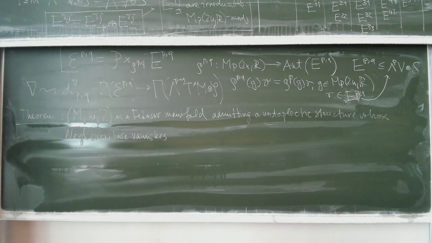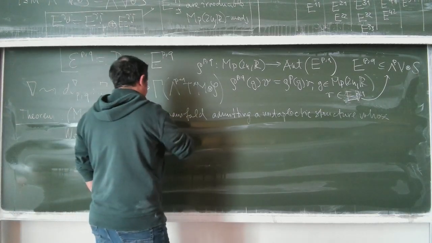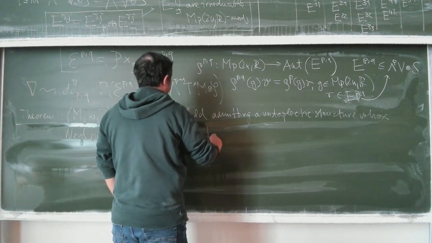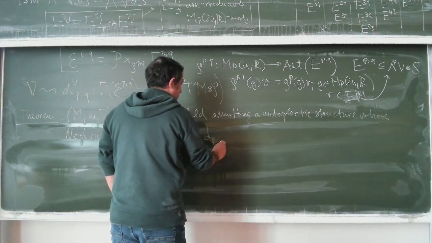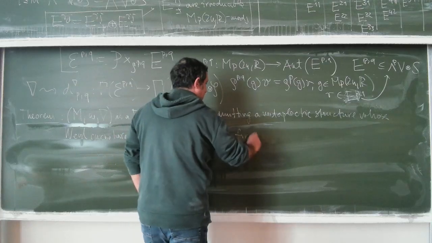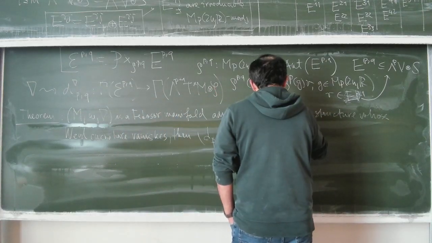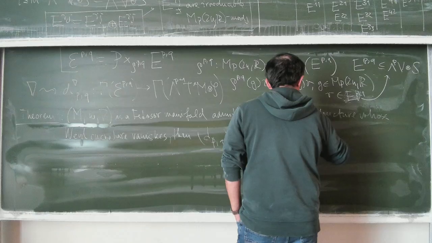If (M, omega, nabla) is a Fedosov manifold admitting the metaplectic structure whose curvature vanishes from the connection here, then d_p, q forms, any q.